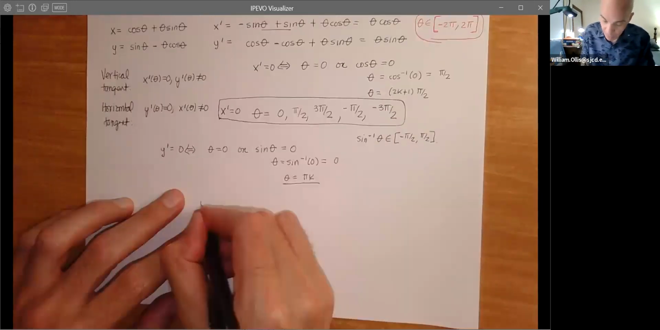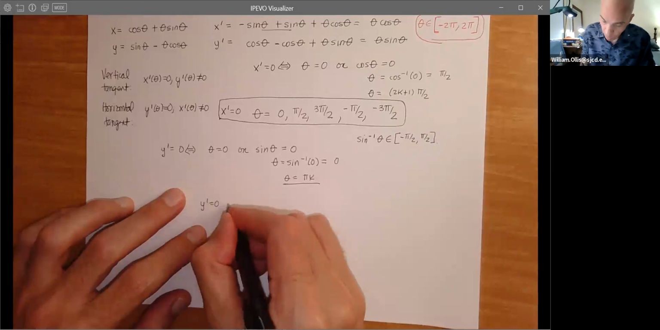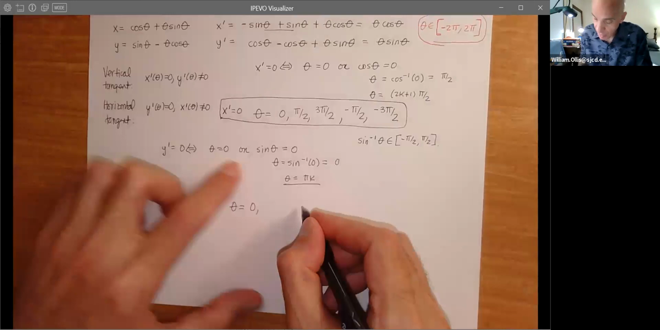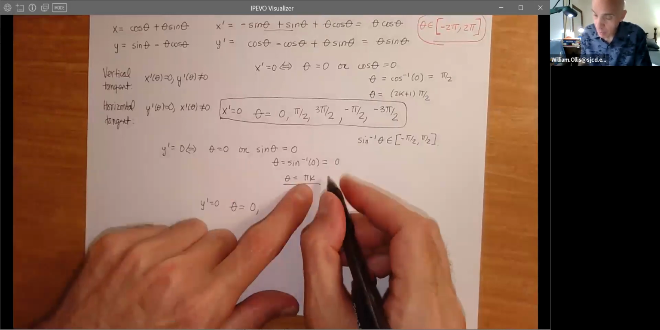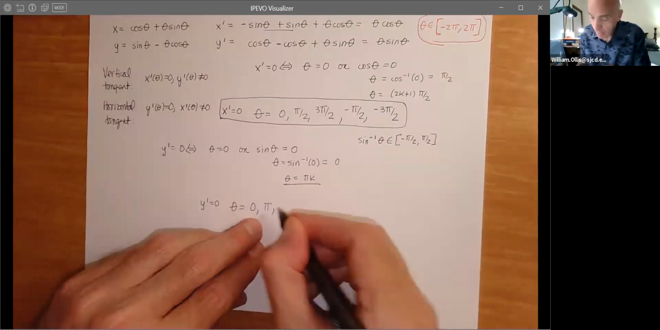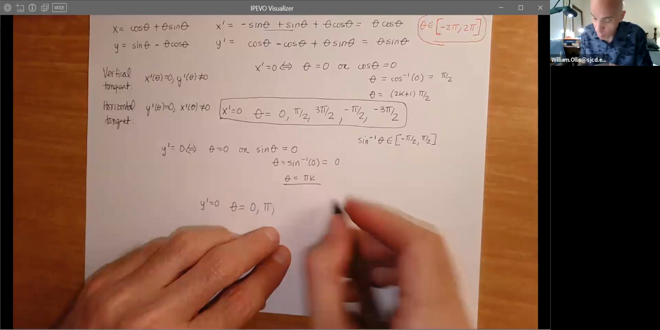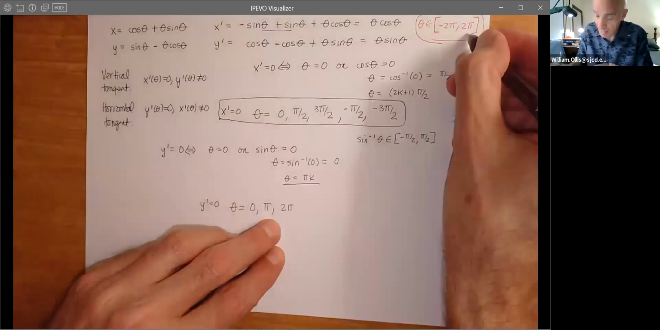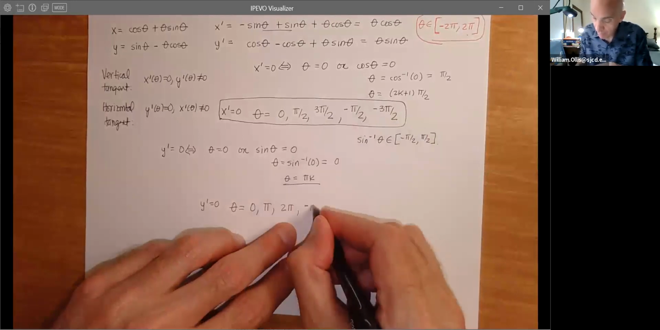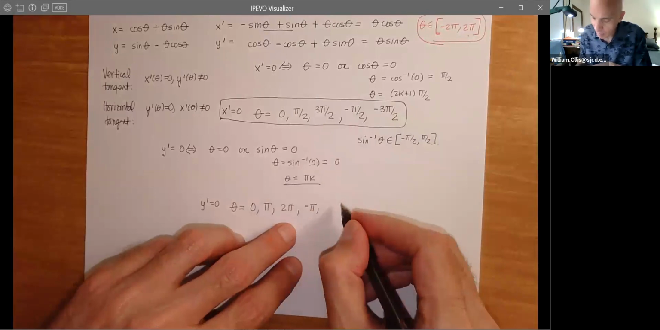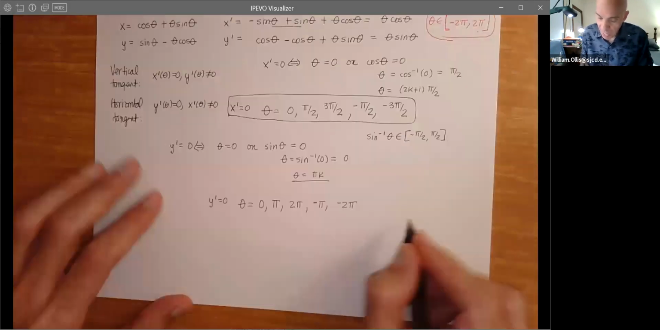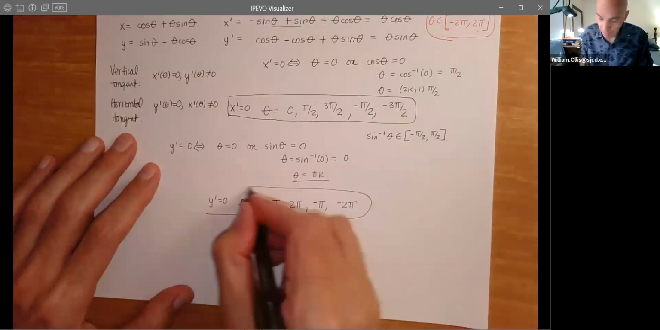So y prime equals 0. Well, first we have theta. We've got the 0 that we had there. And then let's just look through this. If k is equal to 1, we get a pi. If k is equal to 2, we get 2 pi, and that's right on the endpoint there. So that's it. And then, of course, we can go negative 1 for k, just like we're doing series, right? And then negative 2 pi. So then we stop.